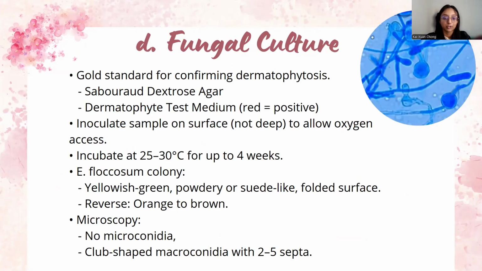If Epidermophyton floccosum is present, the colony will appear yellowish green with a powdery or suede-like texture and a folded surface. The reverse side of the colony often shows an orange to brown coloration. Microscopically, we again confirm the presence of club-shaped macroconidia with 2 to 5 septa and the absence of microconidia, which is a key characteristic of Epidermophyton floccosum. Now let me pass it on to Hidna to continue this presentation.